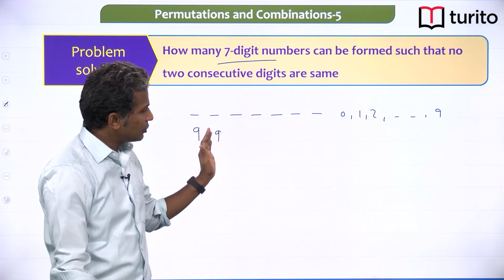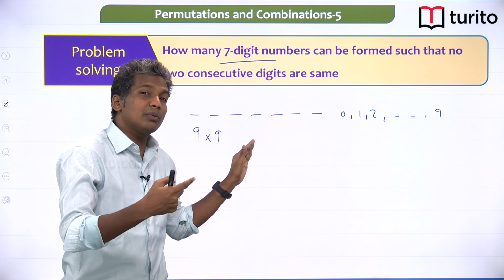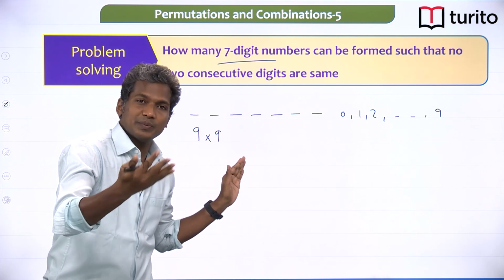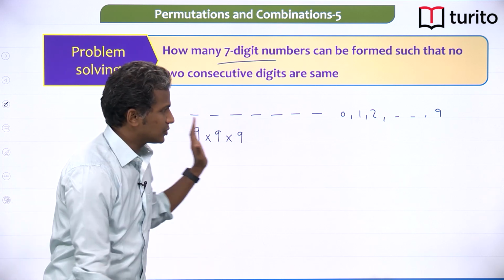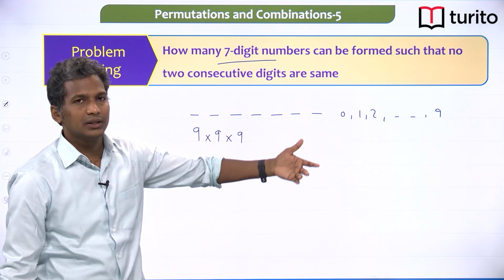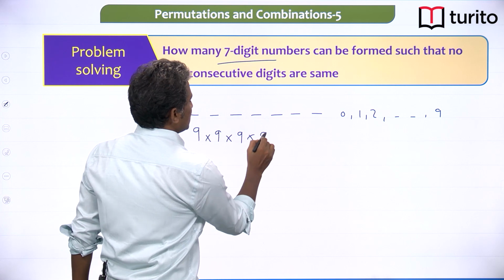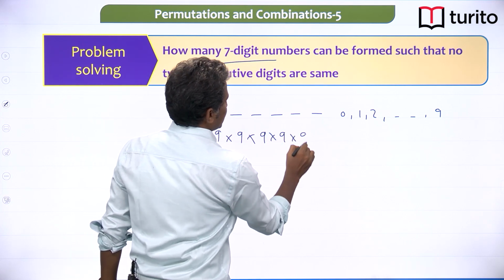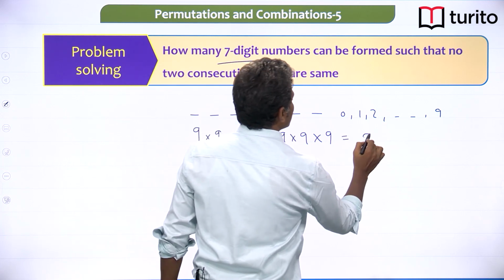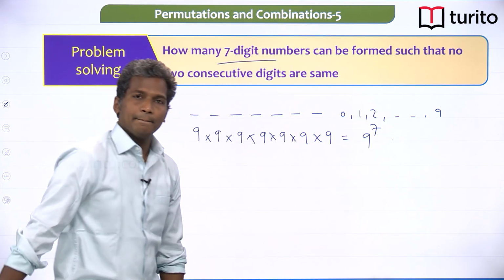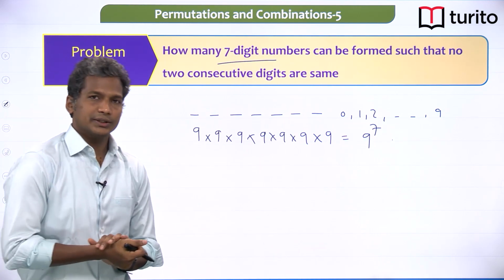Similarly, when we go to the third digit, it cannot match the second digit. So how many options are there? Again 9 options. We proceed with the same thing. How many total ways are possible? This 9 will come 7 times, so the answer is going to be 9 raised to 7. This way we can perform the calculation.